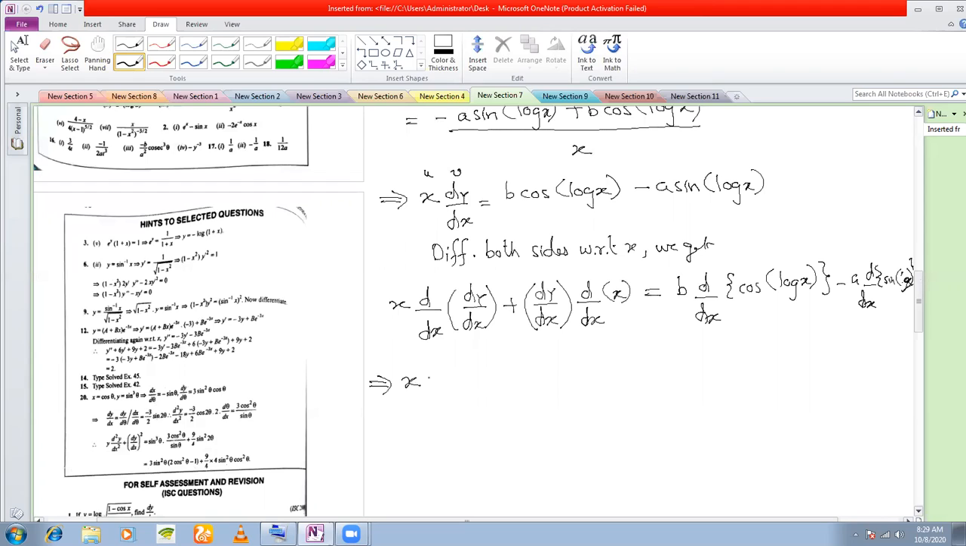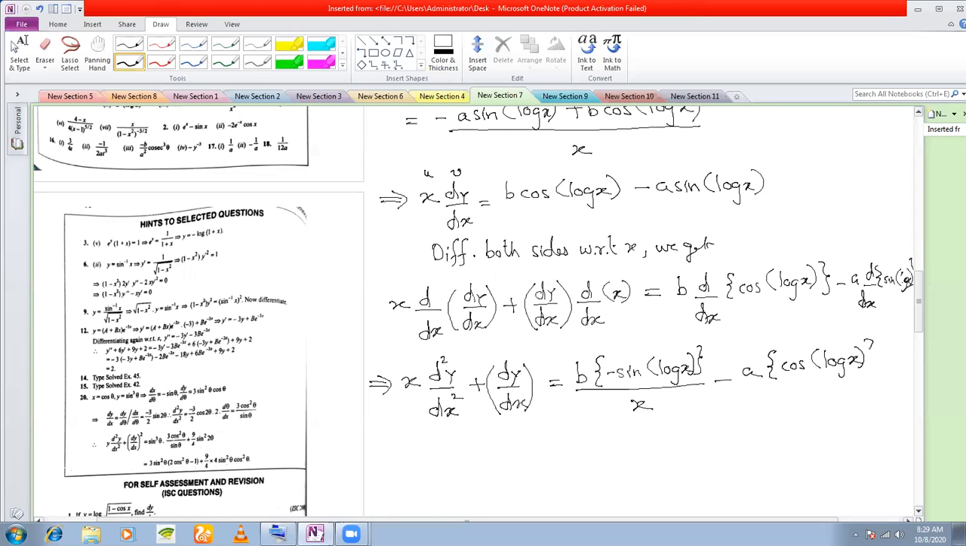We get x d dx of dy dx, which is d2y dx2. Plus dy dx times d dx of x, which is 1, so we simply get dy dx, is equal to, now you differentiate the right hand side. b d dx of cos log x is what? Minus sin log x into d dx of log x, which is 1 by x, right? Minus a, what is the d dx of sin log x? It is cos log x into d dx of log x, which is 1 by x. Okay.